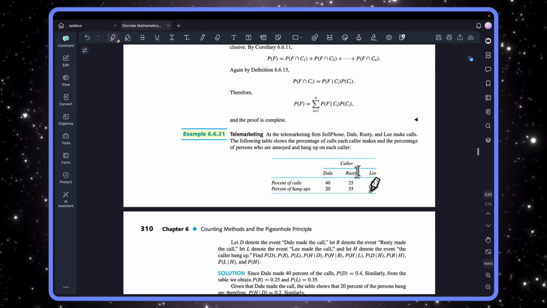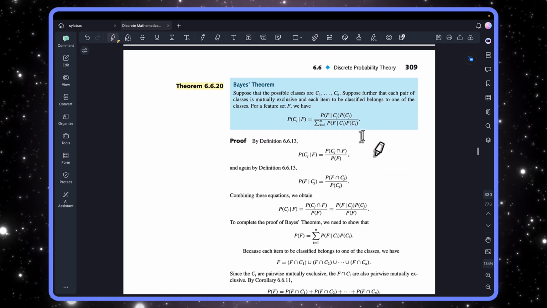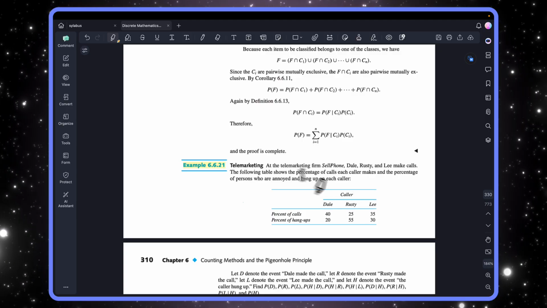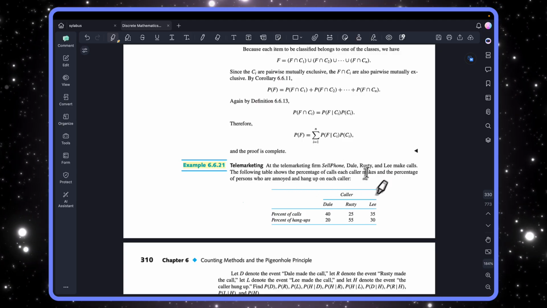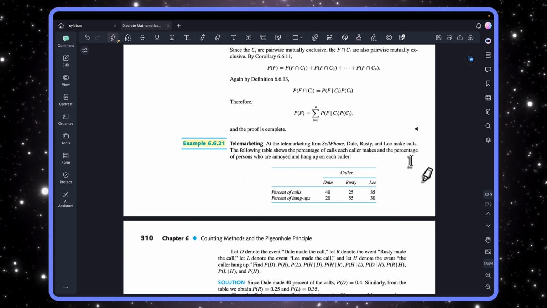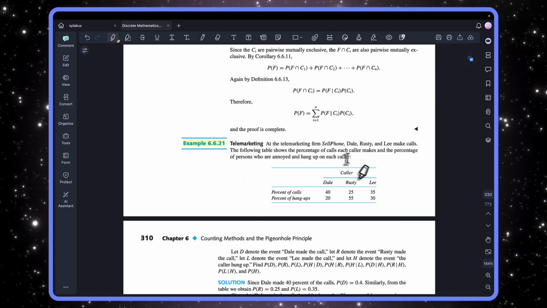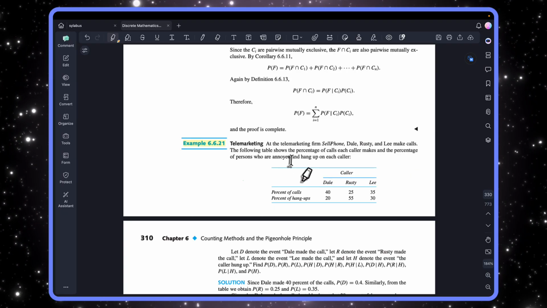But let's look at this example. This is a good example. So we have this theorem, and here's the scenario. We have telemarketing. At a telemarketing firm, I guess that's the name of the firm, we have Dale, Rusty, and Lee making calls. The following table shows the percentage of calls each caller makes and the percentage of persons who are annoyed and hang up on them.